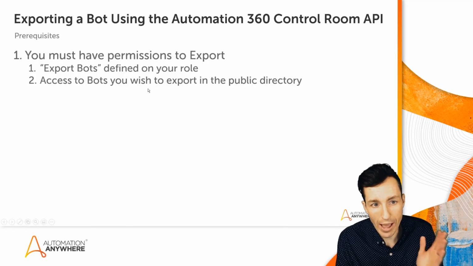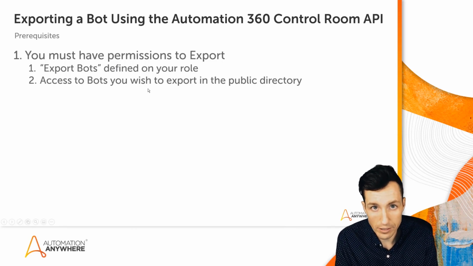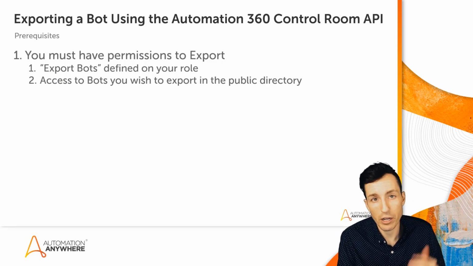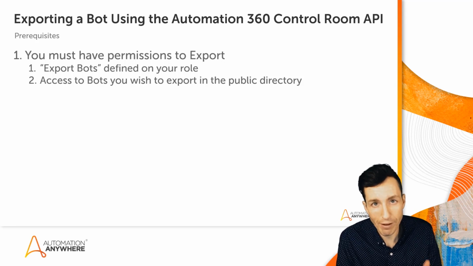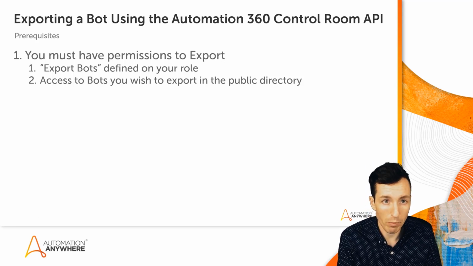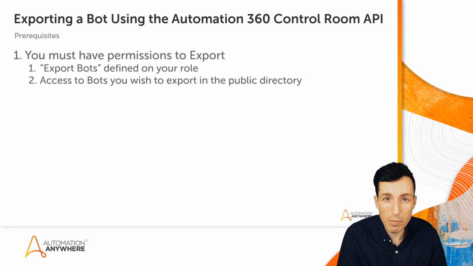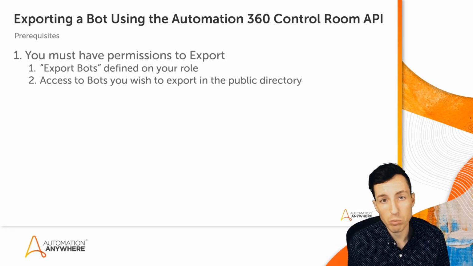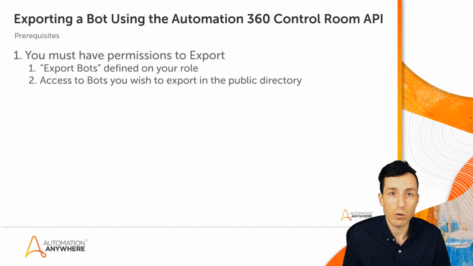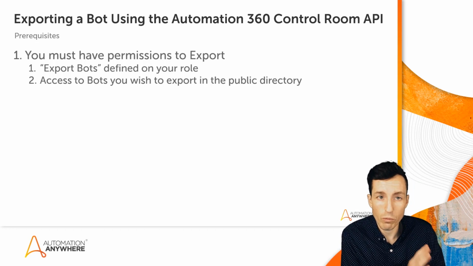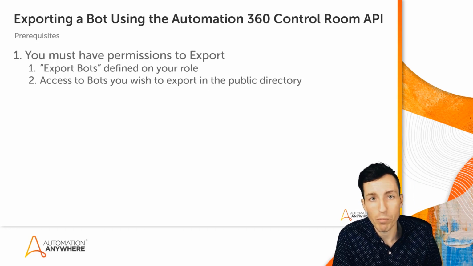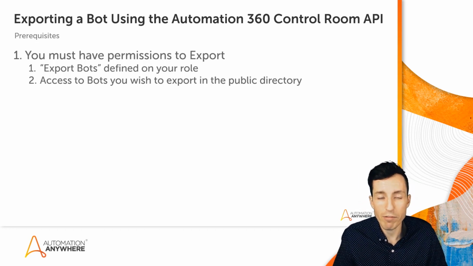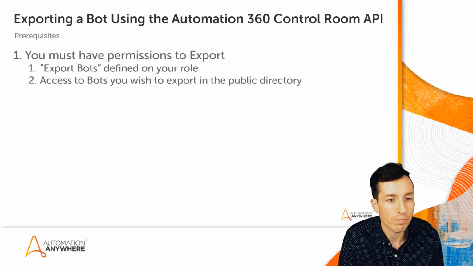You also wanna have access to the bots you wish to export from a public directory. So if you're gonna export them from public, you do have to have access to that specific bot. Unique to the control room API though, is you do have the ability to export from private directories. So unlike using the web client, where you have to export from public, using the API, you do have the ability to export from private directories.